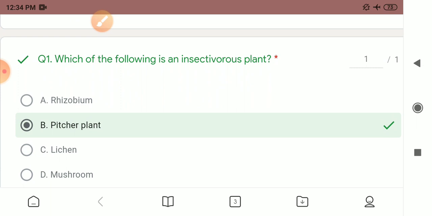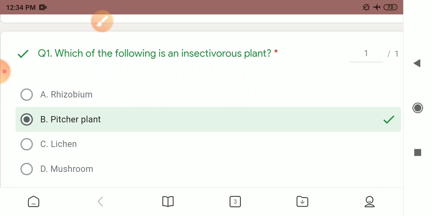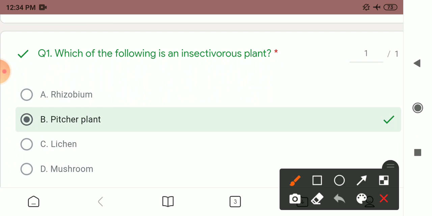So here the first question is given to you. In this paper total 25 questions are there and each question carries 1 mark. So first question is, which of the following is an insectivorous plant? Insectivorous plant, that means the plant which feed on the insects. The options given to you is rhizobium, pitcher plant, lichens and mushroom. So here your answer is option B, that is pitcher plant. Pitcher plants feed on the insect, so it is known as the insectivorous plant.